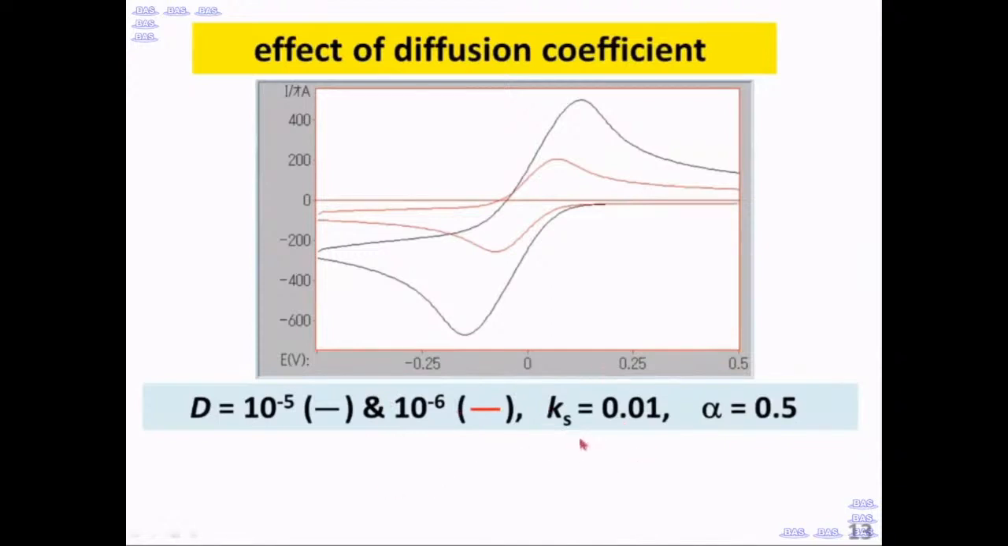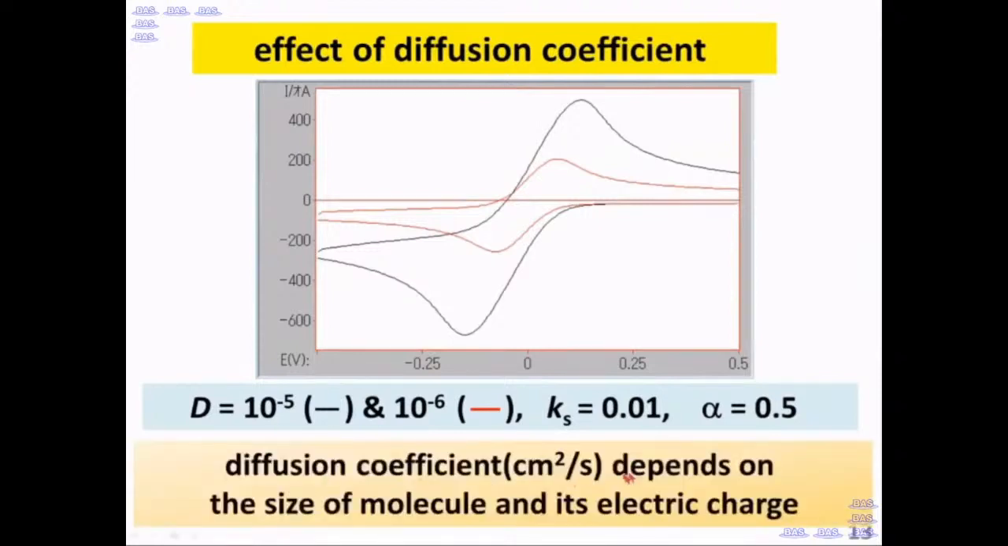In this case, Ks is 0.01 and alpha is 0.5. This is a typical case, and the profile seems very different. So we understand how the value of the diffusion constant affects the CV profile. The diffusion coefficient depends on the size of a molecule and its electric charge.